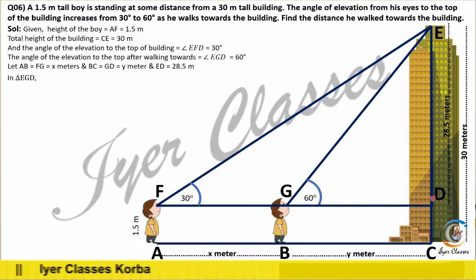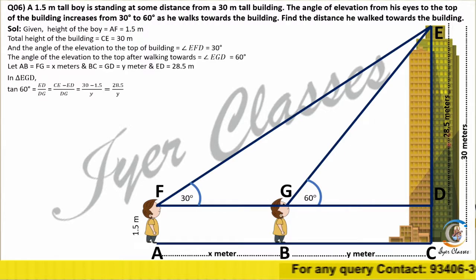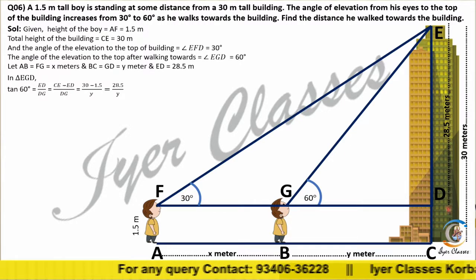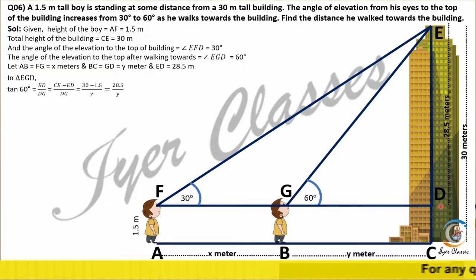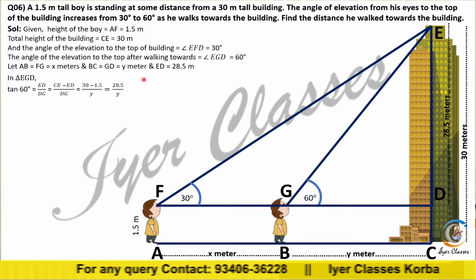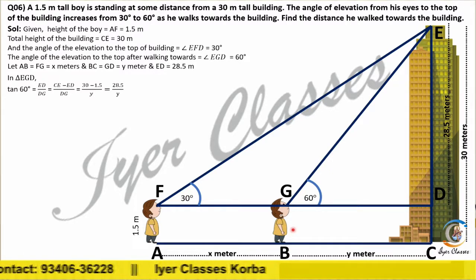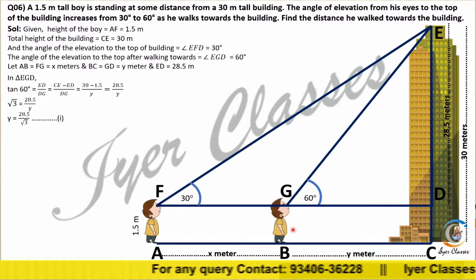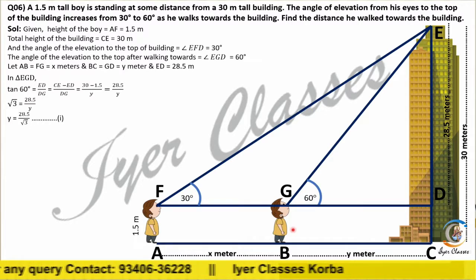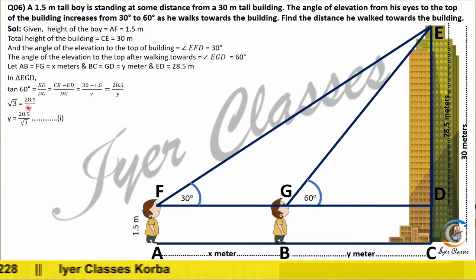Okay. Now let us consider the triangle E, G and D. This is the triangle under consideration. Here you can see tan 60 is equal to perpendicular by base, that is ED by DG. But what is this ED equal to? I know it is equal to 30 minus 1.5, which comes out to be 28.5, and we have taken the distance BC as Y, right? Substitute the values appropriately and calculate the value of Y. We got it as 28.5 divided by root 3, right? Mark this as equation number 1.